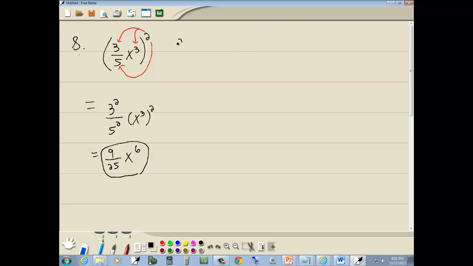Take a look at this one. We got negative 3, m to the 4th, n to the 5th, raised to the 4th power. Notice everything inside is multiplication. Negative 3 times m to the 4th times n to the 5th. So that means we're going to take everything to the 4th power. It's kind of like a distributive property.